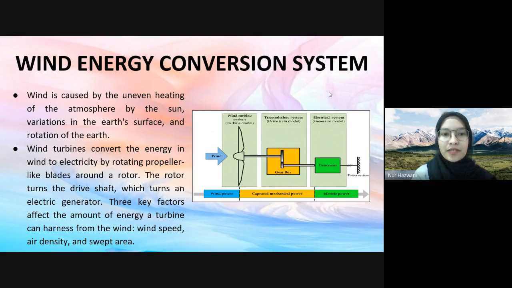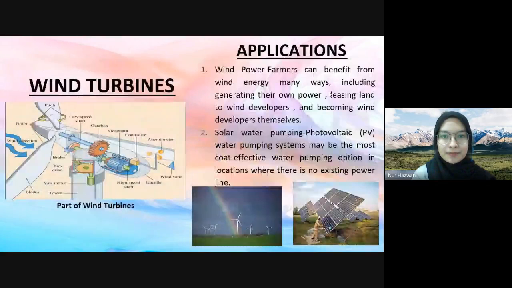Three key factors affect the amount of energy a turbine can harness from the wind, which are wind speed, air density, and swept area. That's a picture of wind energy conversion system. Next.